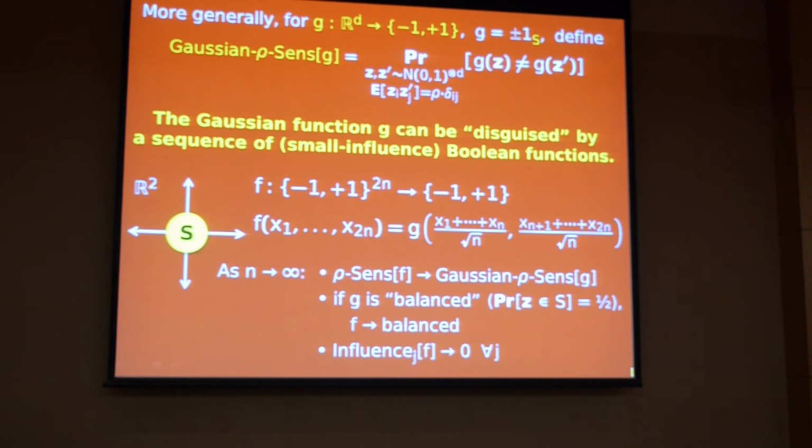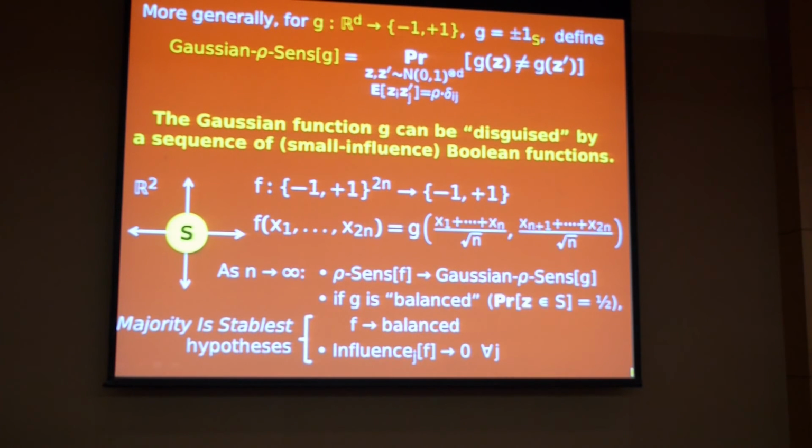First of all, by the same central limit idea, these are going to act like correlated Gaussians. You can show that the Rho sensitivity of this family of Boolean functions f tends to the Gaussian Rho sensitivity of G. Similarly, you can check that if G is balanced in the Gaussian sense, f will tend to a balanced function in the Boolean sense. In both cases, 50% chance it's plus, 50% chance it's minus. And finally, it's not hard to see that the influences of all the coordinates on f are something like 1 over root n. In particular, they go to 0 as n goes to infinity. So as you make n bigger and bigger, all the influences on this function tend to 0.